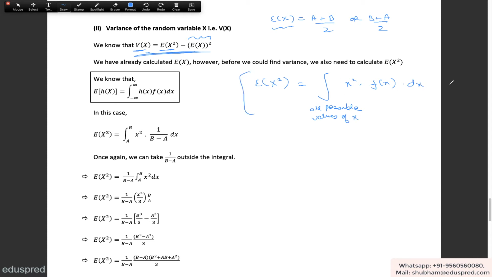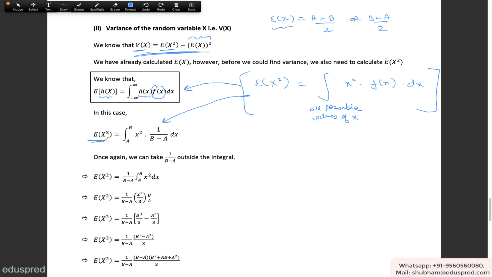Okay, so this is how you can find the expected value of x square. Over here, I have also written this in a formal manner: the expected value of any function of x is equal to the integration of that function of x multiplied by f of x. So that's what we are doing over here. If we use this, then we can write this over here.